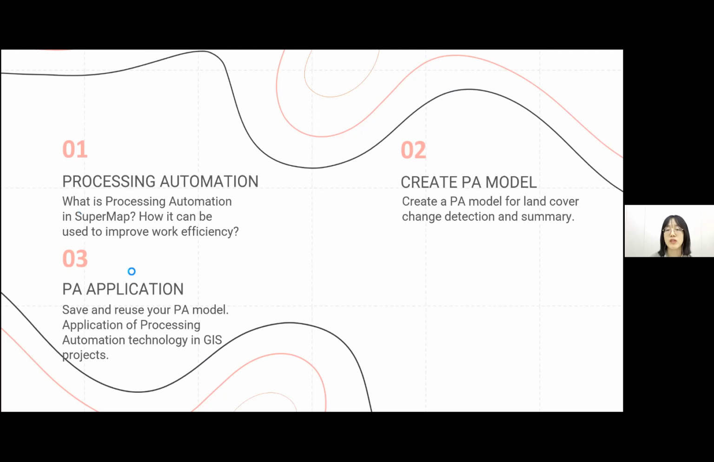In the third part, after testing the model we just created, we will learn how to save the model and share it with others, so you can reuse it in other projects if necessary. We will also give you some examples of the application of processing automation in actual GIS projects, so that you can have a better understanding of when you can use this tool. So now let's get started.